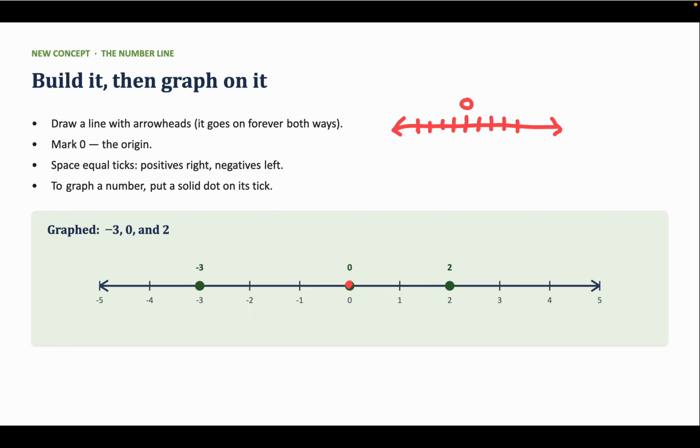So which is farther to the left on the line, -3 or 2? Right, -3. It's to the left, so it's the smaller number. On a number line, the farther left always means smaller.